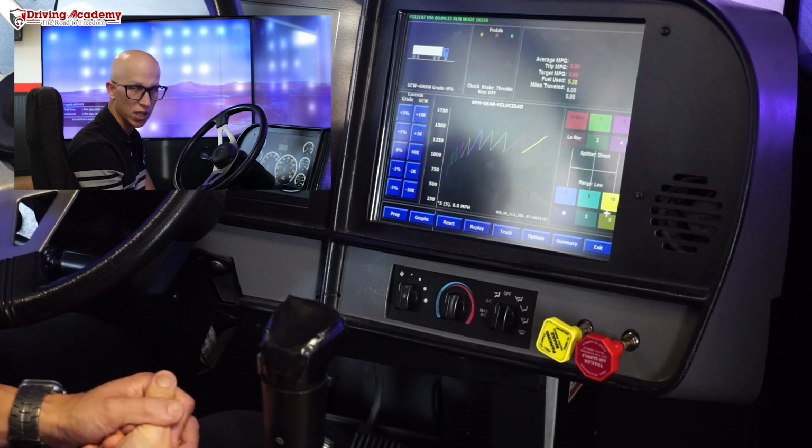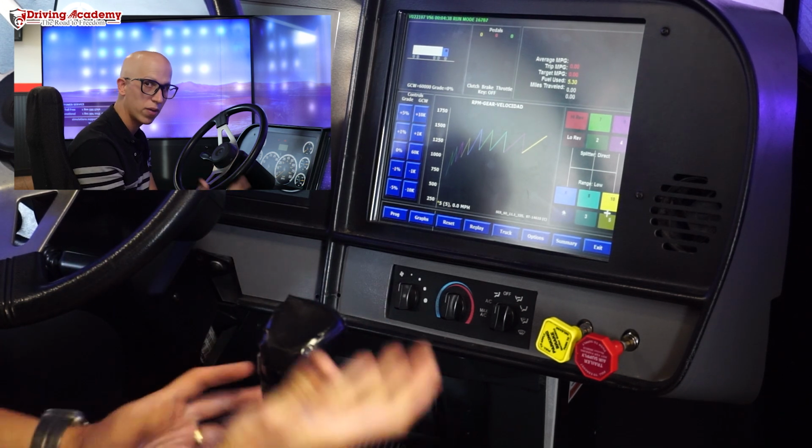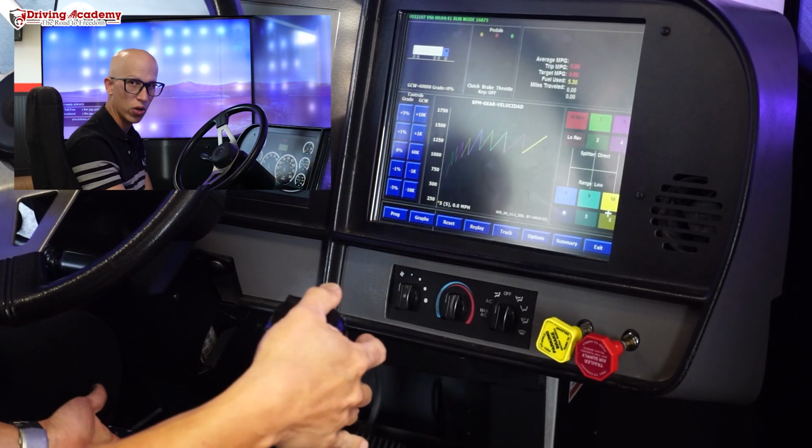Now we have 10 gears. So that means 5 are going to be low, which is the T-bar down, and 5 are going to be high. So that means 6 through 10 are going to be high. So now once we're in fifth gear, we want to go up to 6.